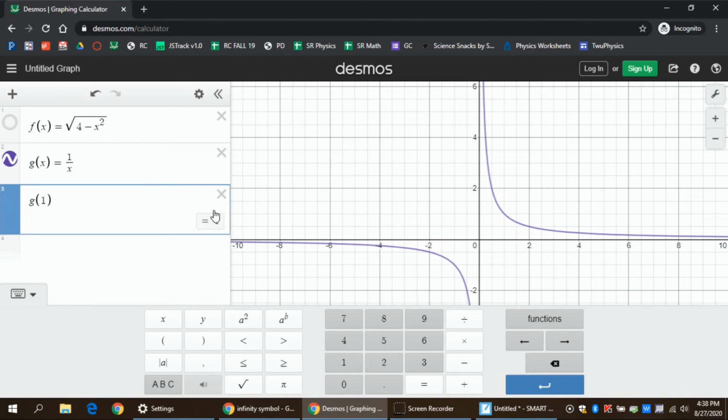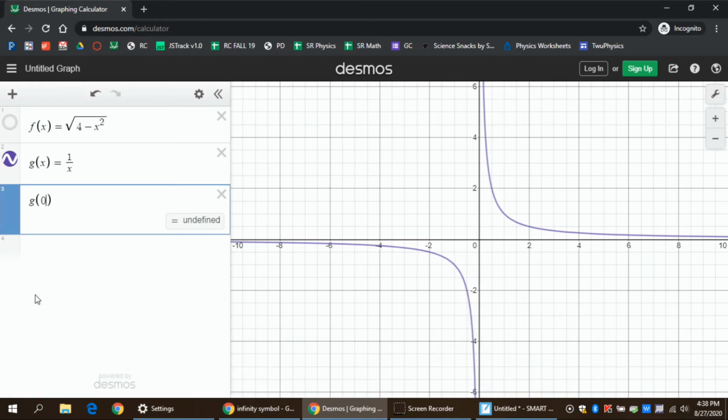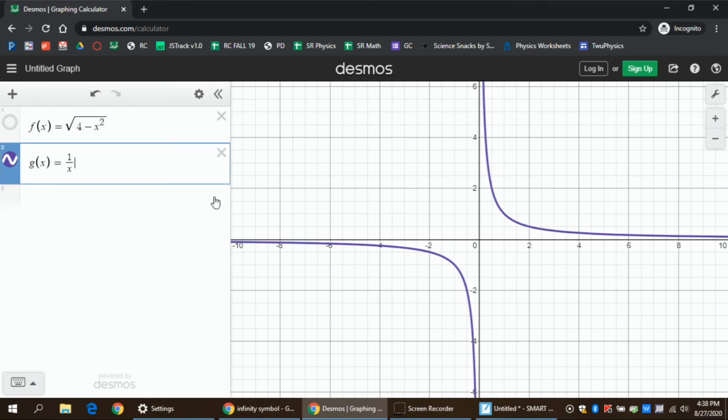Do you see the output right here? Using our function notation, g of negative 3 is negative 1/3. But if I type in that 0, it says undefined because there is no value. There's a vertical asymptote right there when x's value is 0. So it's not part of the domain, and that's what we got on that one. Let's look at the next one.